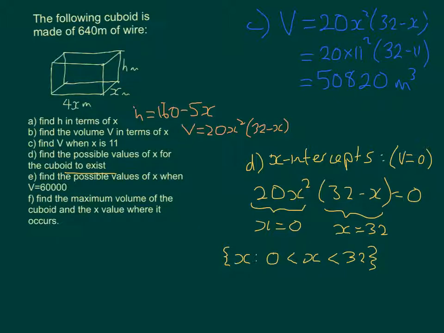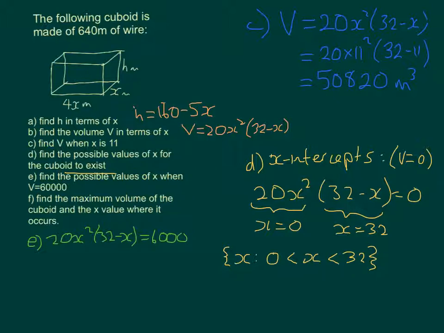Okay, moving on now to part E. I'm going to do E down the bottom here. For part E, it says find the possible values of x for when V is equal to 6,000. So what we need to do is set up our equation again. 20x squared, 32 minus x, and set that equal to 6,000.